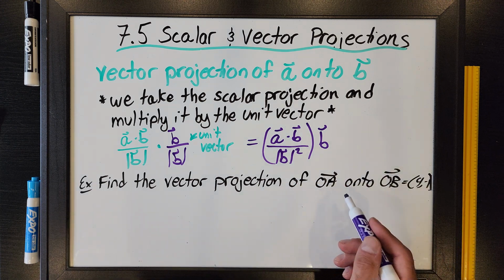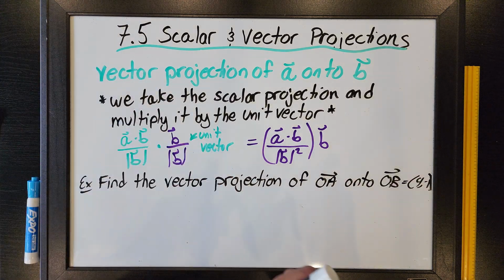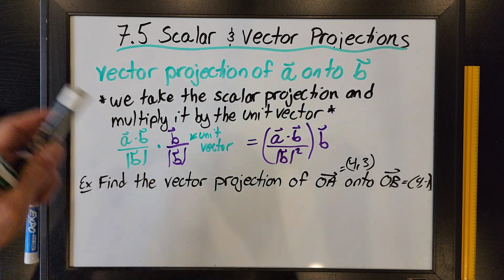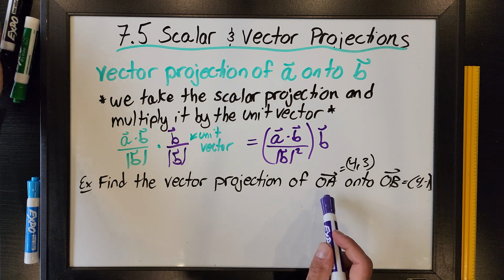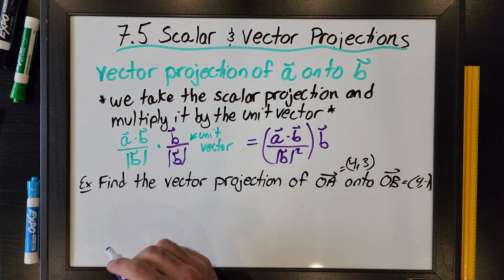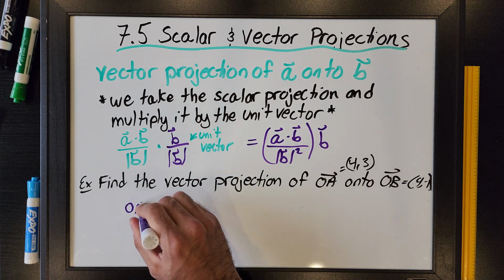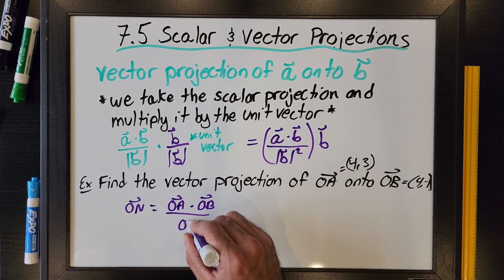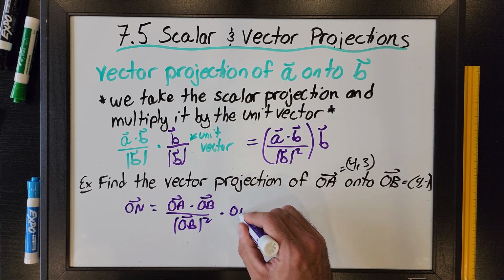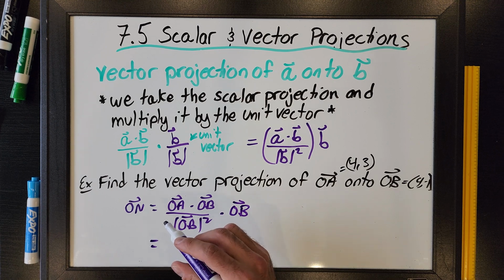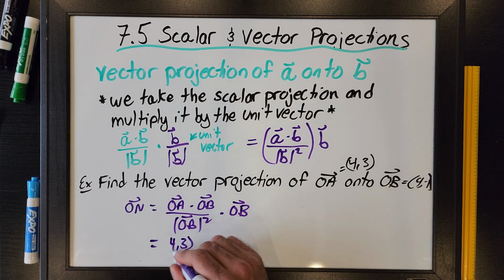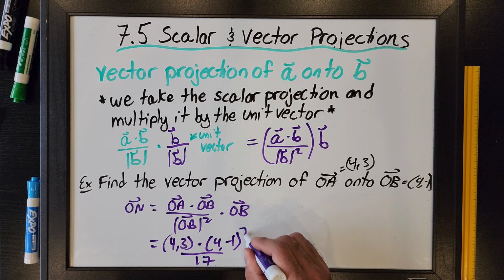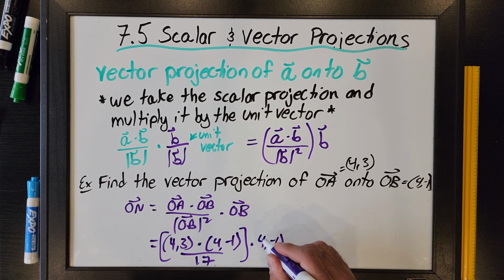We have to find the projection, and I don't have a value of OA here, so let me just slap that in. There we go. Okay, so I'm going to use my formula if I want to find the vector projection of vector OA onto vector OB. So I'm going to say that the new vector, we can call it whatever we want, ON, is equal to OA dot OB over OB squared times OB. And I'm going to run out of space here, so I'm going to try to save some time and work. So this is just (4, 3) dot (4, negative 1) over 17. And this entire thing is going to be multiplied by (4, negative 1).